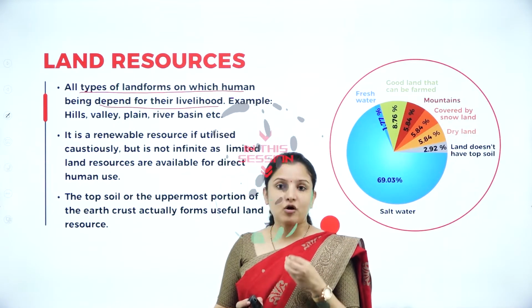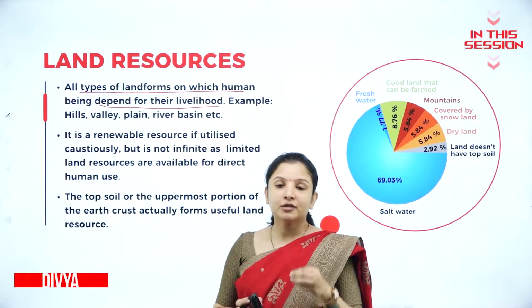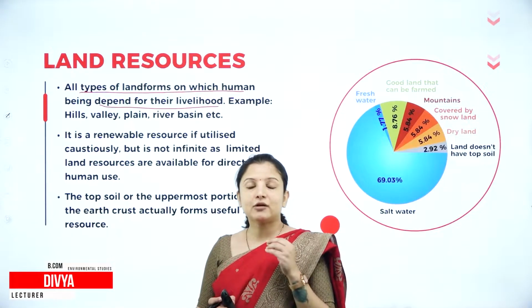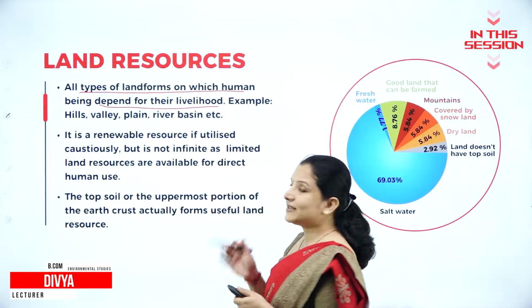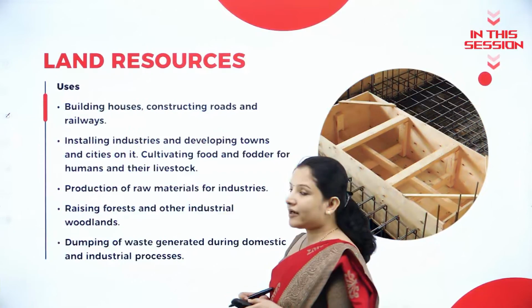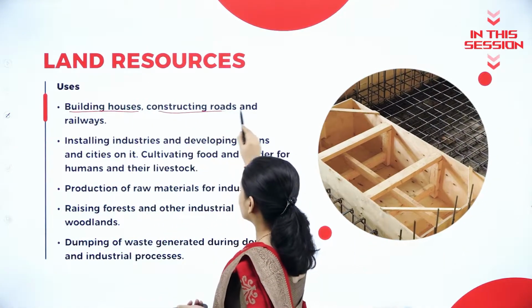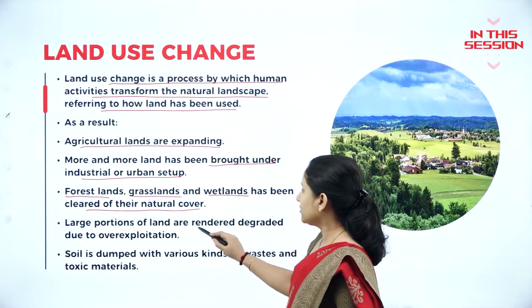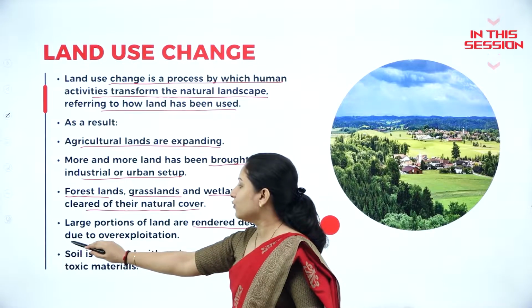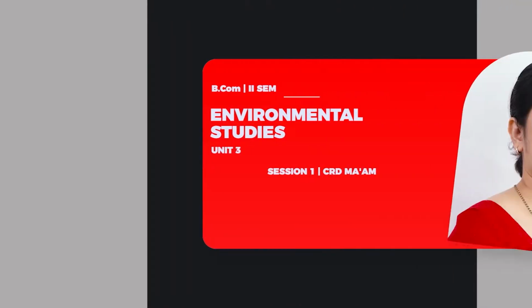Whatever is available on this earth, we depend on it. So those materials that we depend on are called land resources. Land resources are mainly used for building houses, for constructing roads and railways. Large portions of land are rendered degraded due to over exploitation.